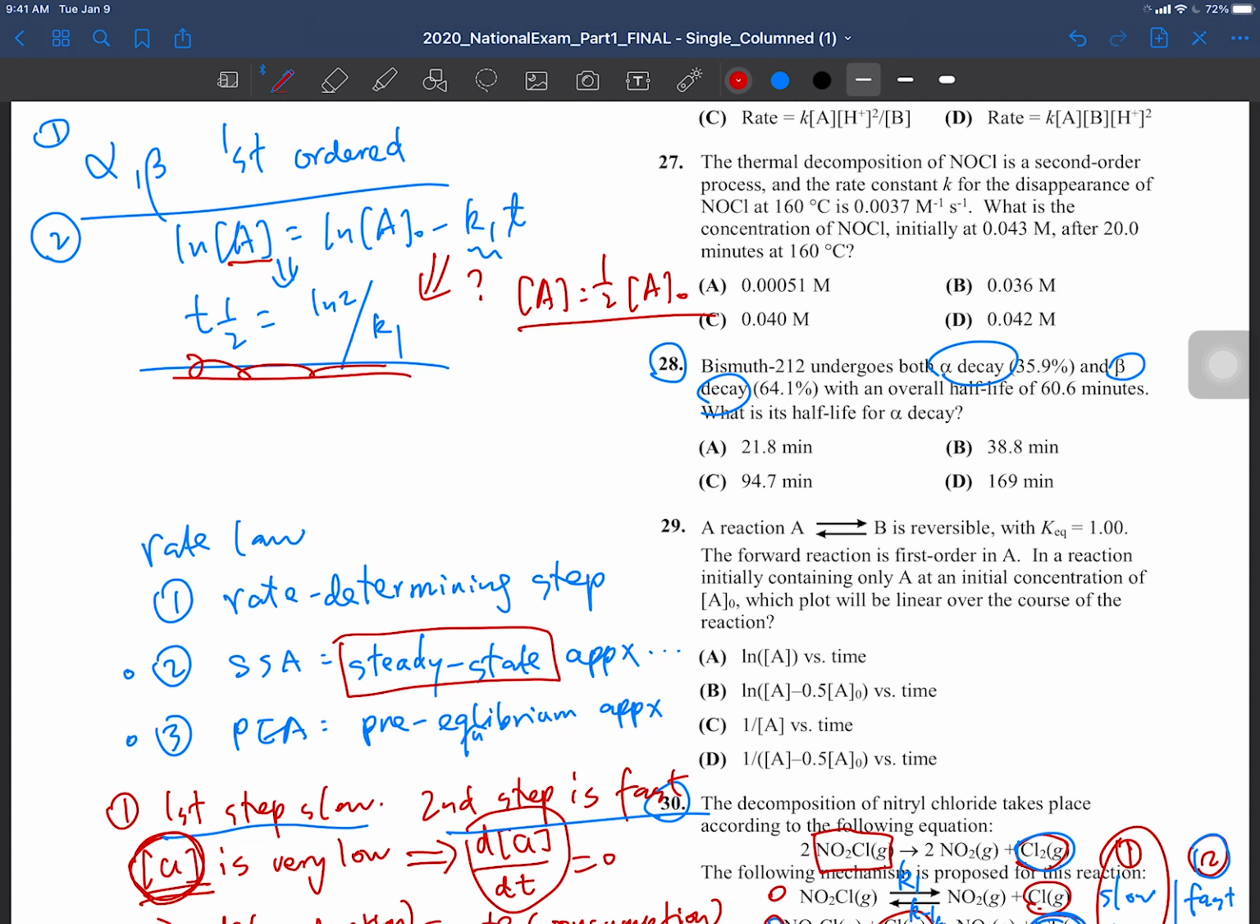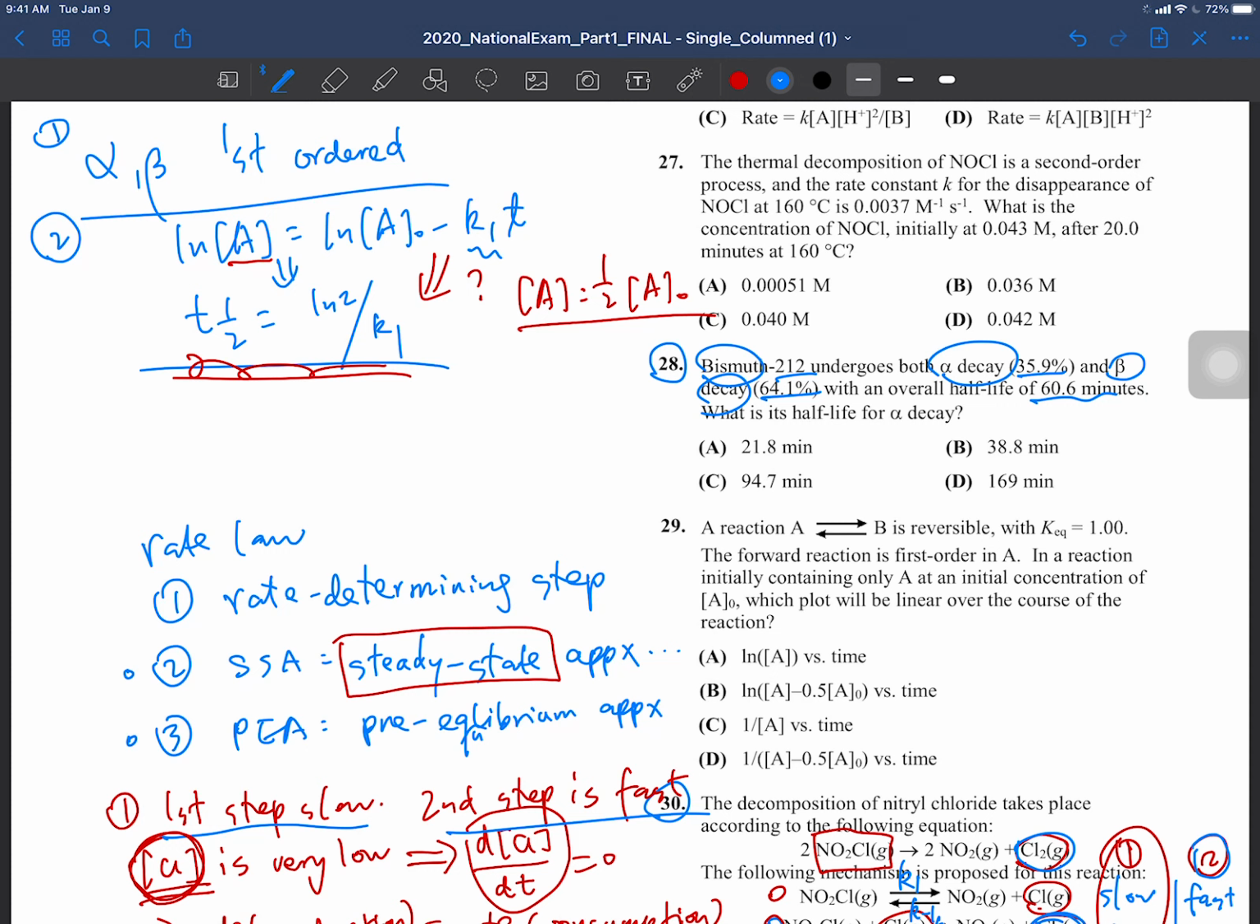So go back to this question. Bismuth-212 undergoes both alpha decay and beta decay with an overall half-life of this much. So what is the half-life for the alpha decay? And there is a percent. There is a percent.